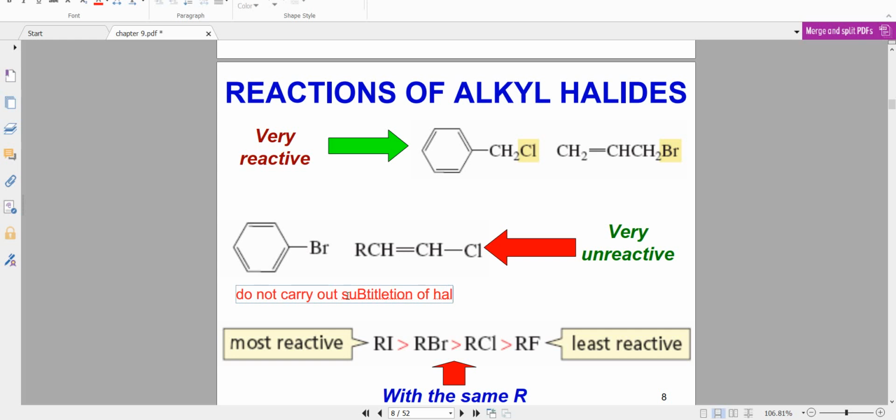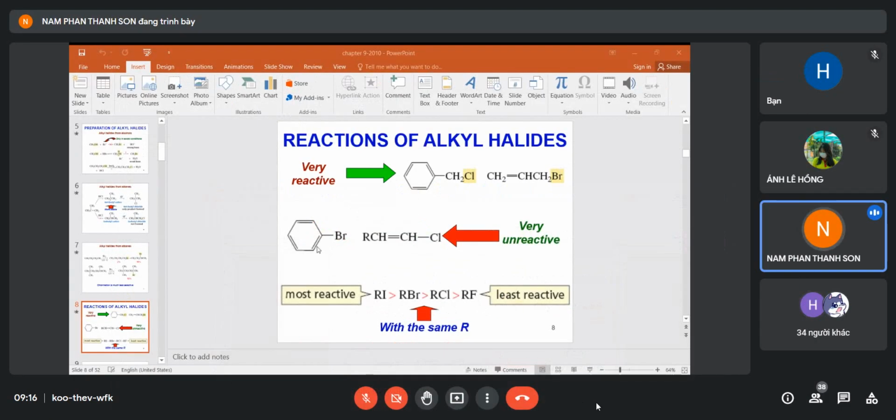So in your exam, do not carry out the nucleophilic substitution reaction of bromobenzene, chlorobenzene, vinyl chloride or vinyl bromide. Do not do that.